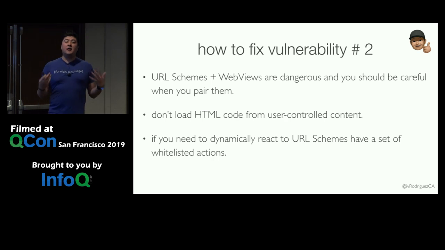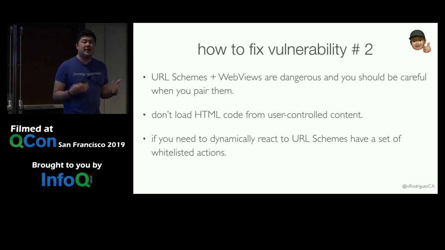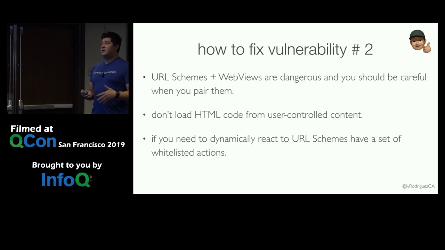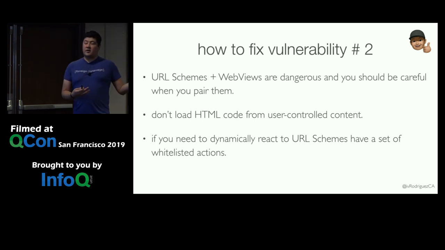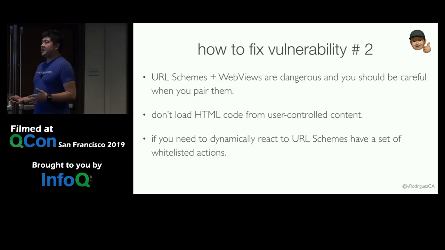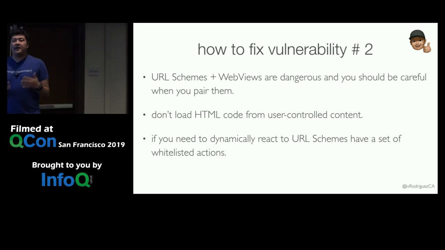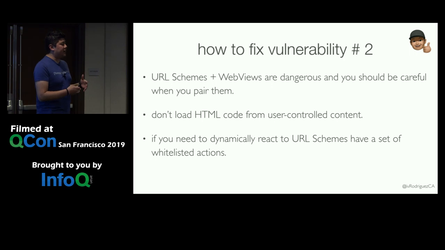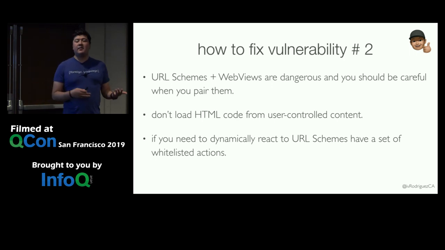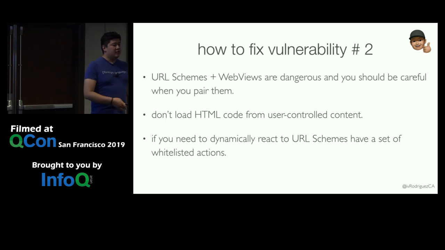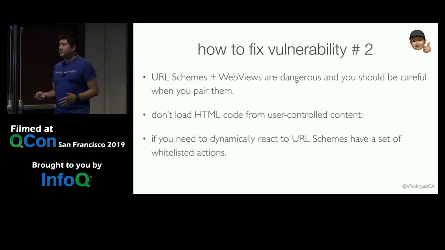Just make sure that the content you're loading is trusted, that you know it's executing the right things. Never load arbitrary code that you don't know where it's coming from. And lastly, if you need to react to dynamic actions, like a URL scheme passing parameters, maybe have a white list of actions that you're allowed to take. And if the content or the parameters you're getting don't align with any of those, you just say, sorry, I'm not gonna load this thing, right?